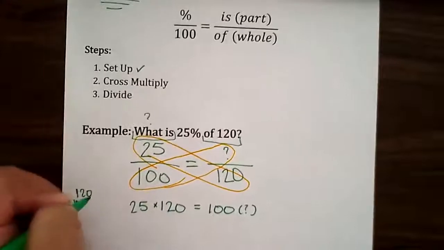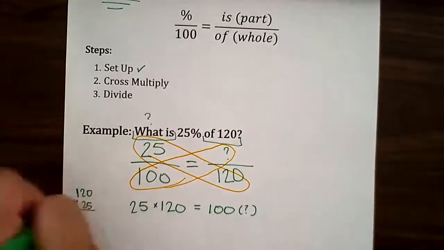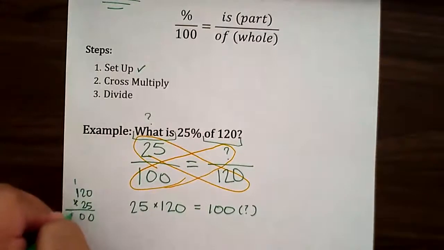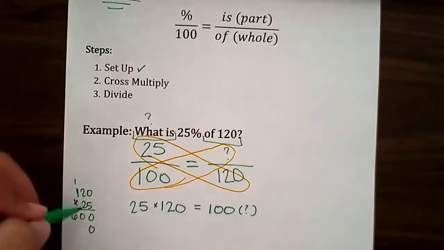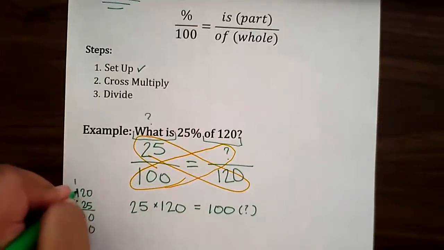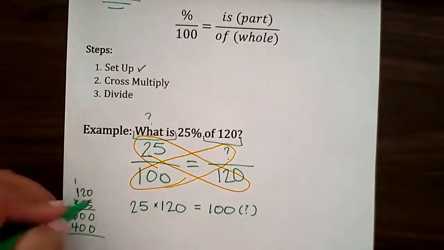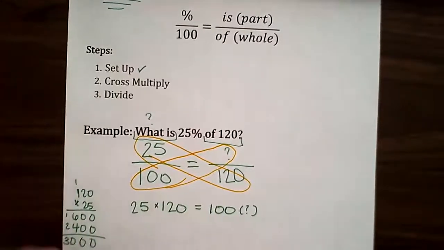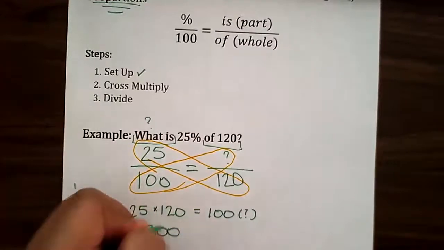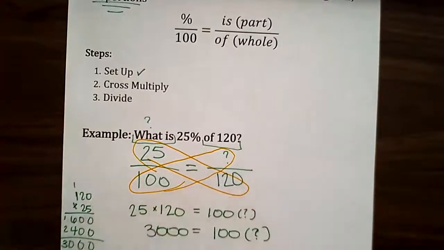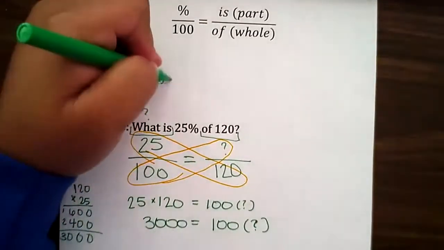120 times 25. 5 times 0 is 0. 5 times 2 is 10. Carry the 1. 5 times 1 is 5. Plus 1 is 6. Bring down my 0. 2 times 0 is 0. 2 times 2 is 4. And 2 times 1 is 2. So once I add all that up, we get 3,000 is equal to 100 times some unknown. Well, now we've cross multiplied.